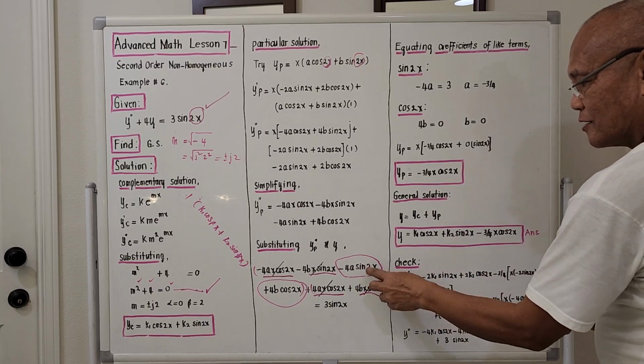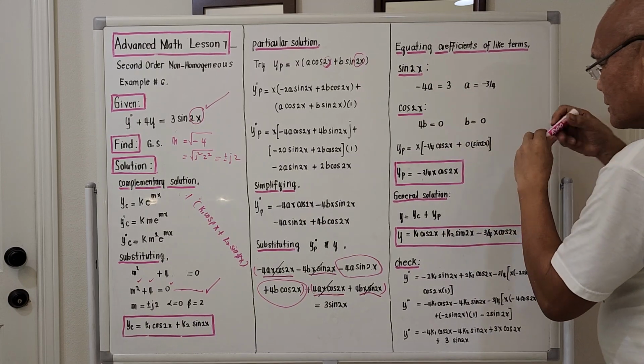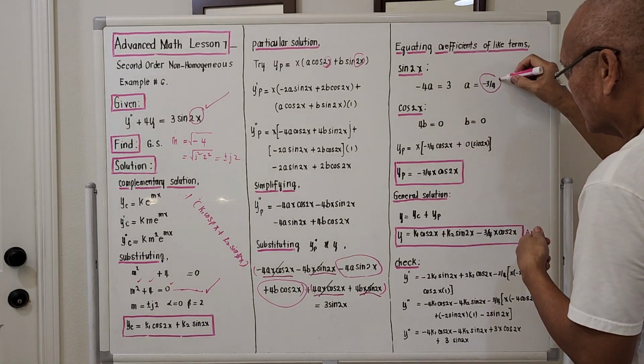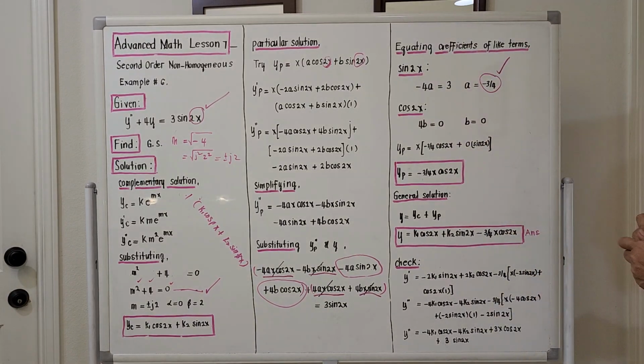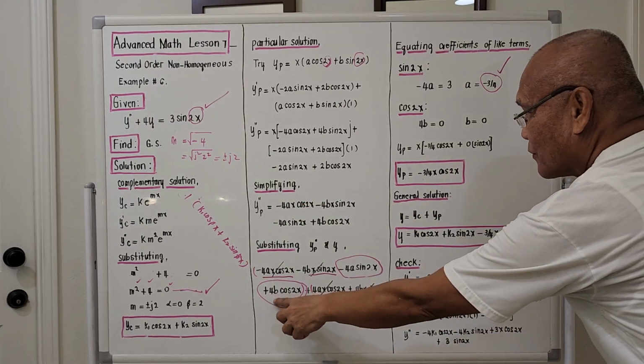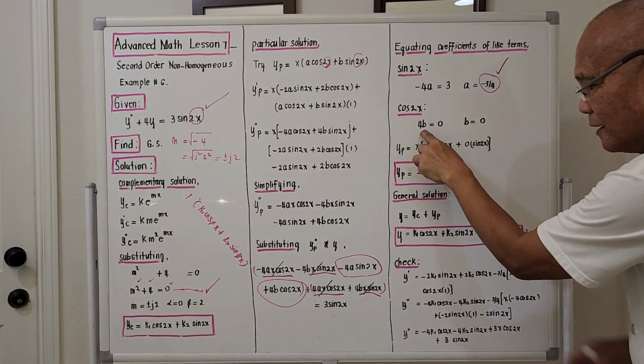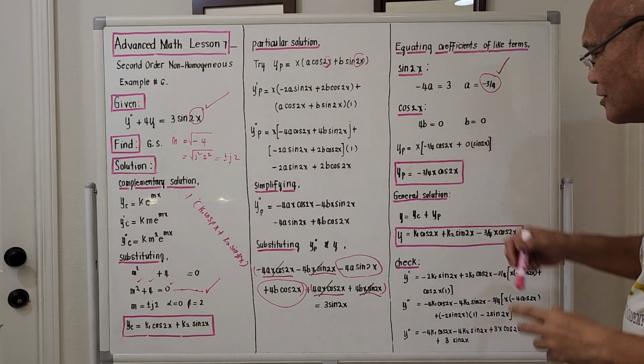This is sine of 2x, sine of 2x. This is equal to 3. So a now will be negative 3/4. Okay? For the cosine of 2x, the coefficient is 4b. Considering for the meantime cosine of 2x, 4b. And on the right hand side, it is 0.